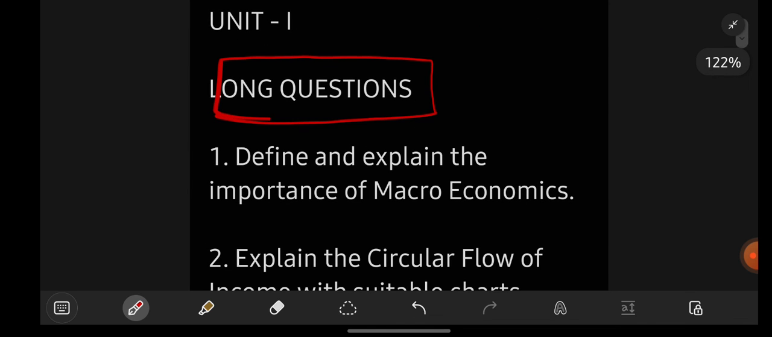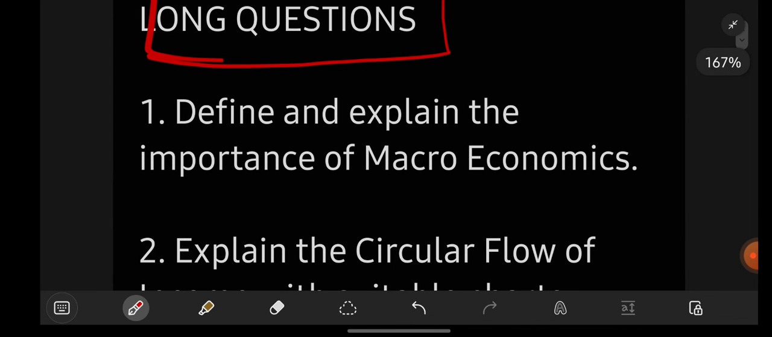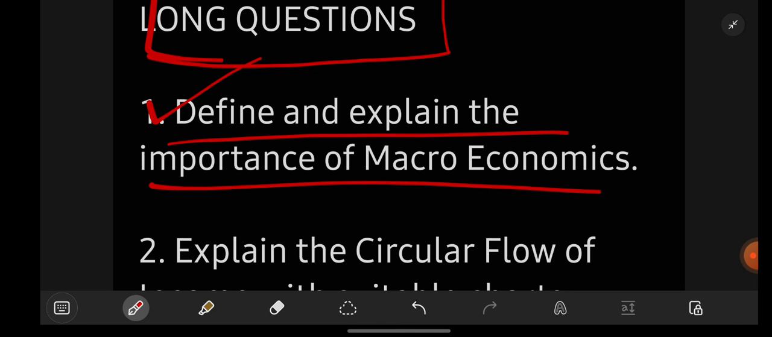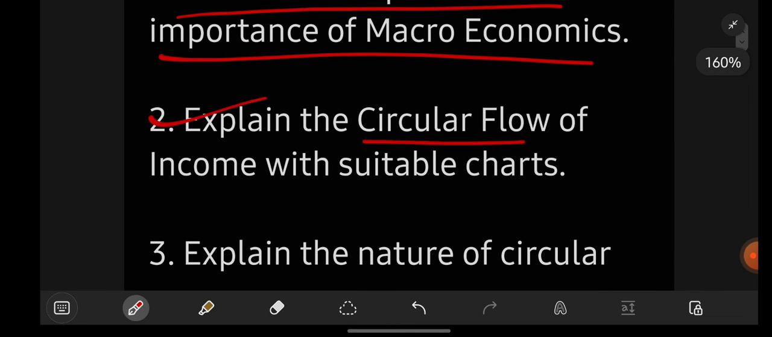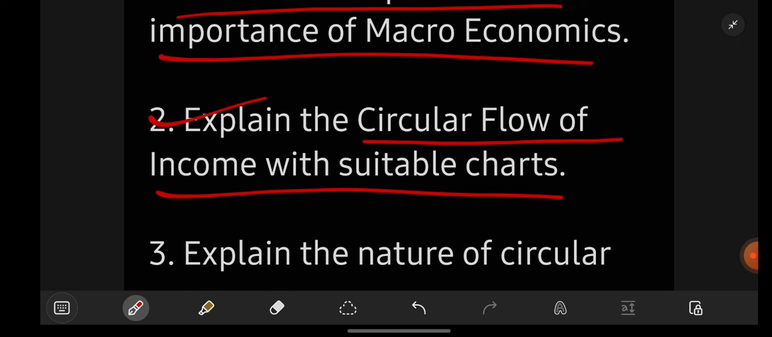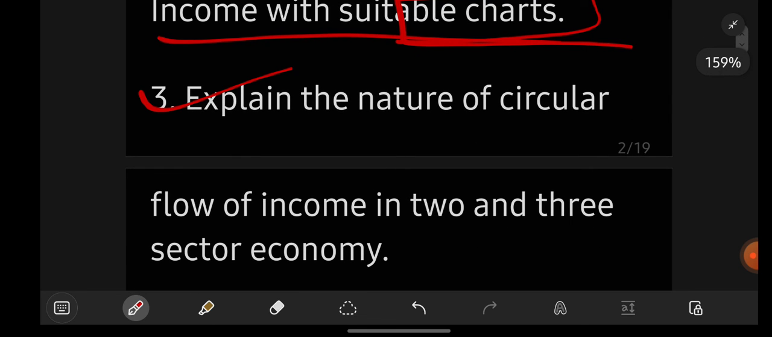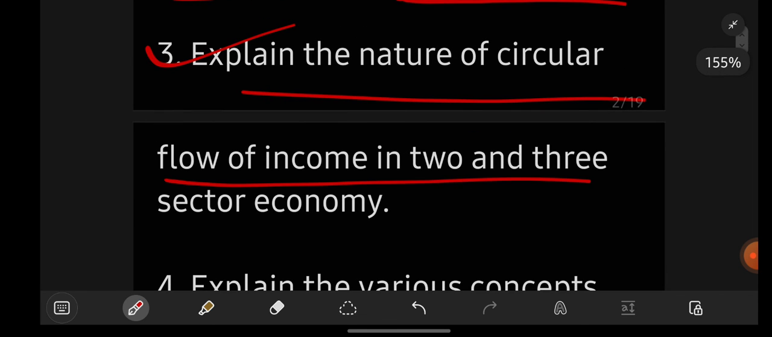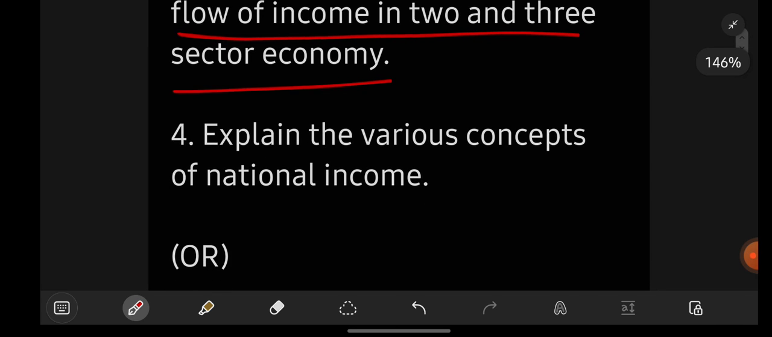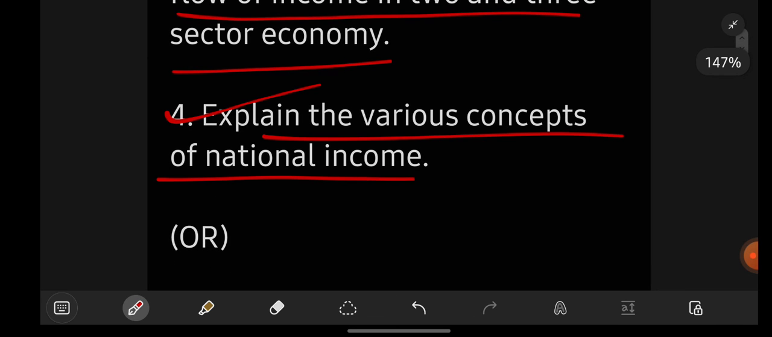Now let us talk about the long important questions from unit number 1. You are having define and explain the importance of macroeconomics. Okay, then we have circular flow of income with suitable charts. If they are mentioning you to draw the charts or give the charts, definitely you have to, otherwise your marks will be deducted. Explain the nature of circular flow of income in 2 or 3 sector economy. Explain the various concepts of national income. These are the 4 important questions from unit number 1.